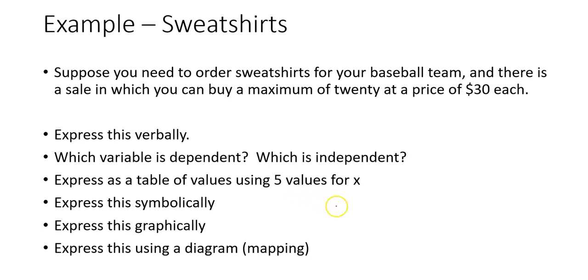So the independent variable is the number of sweatshirts. In other words, if you want to find out the cost for this company, I'm going to have to tell you how many sweatshirts, and then the dependent variable in this case is y, or the cost. It says express as a table of values using 5 values for x.